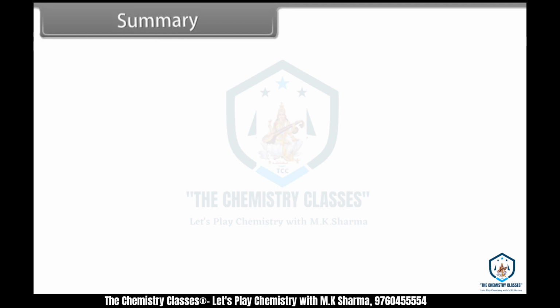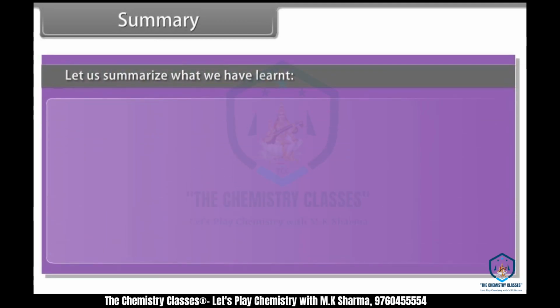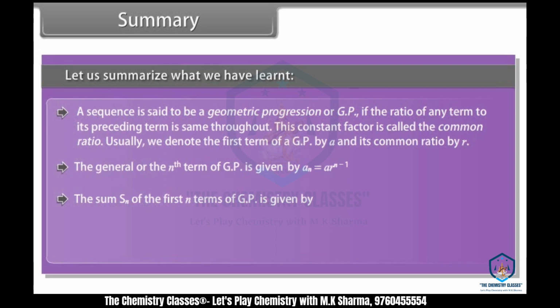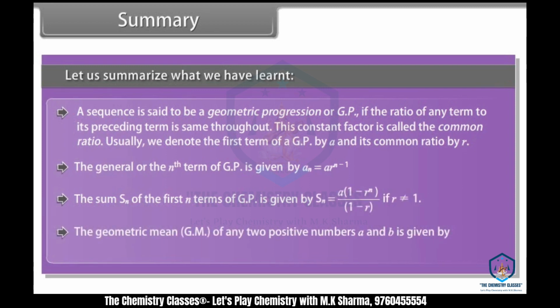Summary. Let us summarize what we have learned. A sequence is said to be a geometric progression or GP if the ratio of any term to its preceding term is the same throughout. This constant factor is called the common ratio. Usually we denote the first term of a GP by A and its common ratio by R. The general or nth term of GP is given by... The sum Sn of the first n terms of GP is given by... The geometric mean of any two positive numbers A and B is given by... That is, the sequence A, G, B is GP.